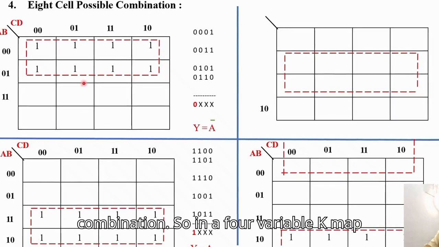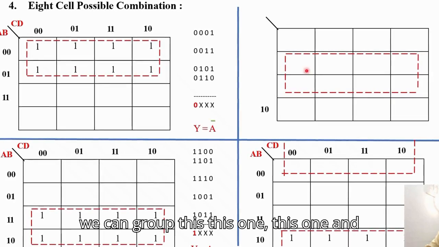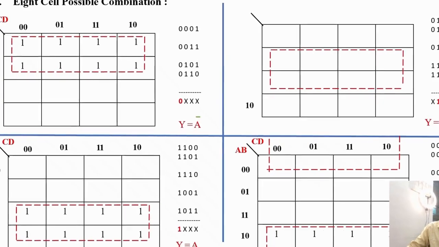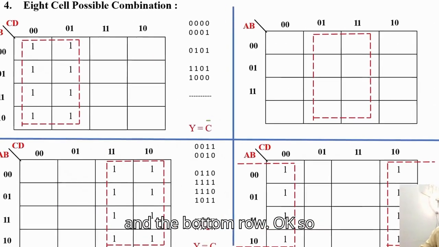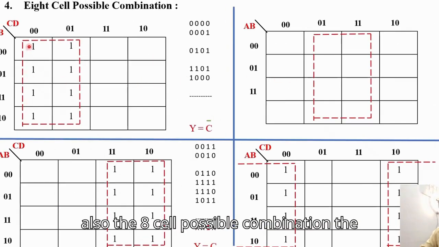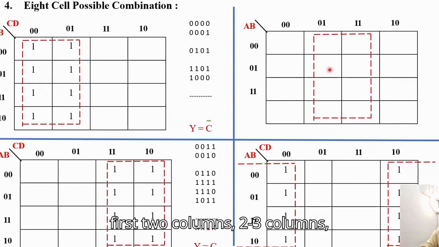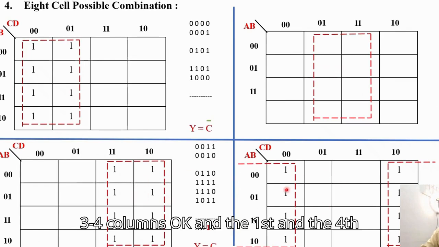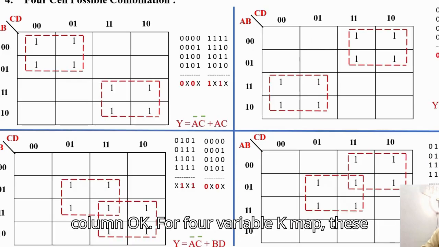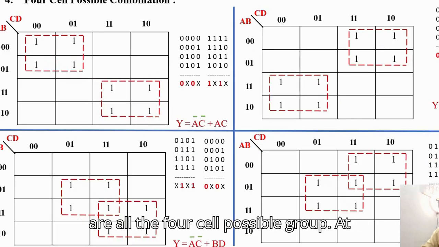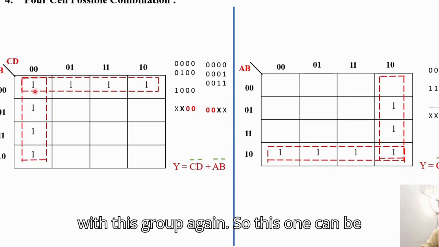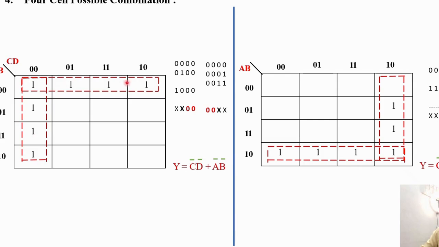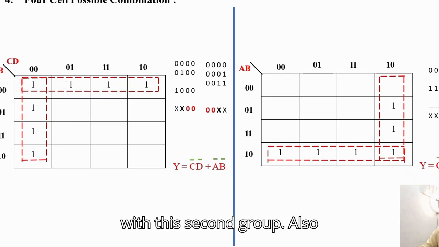8 cell possible combination. In a 4 variable K-map, we can group this one, and this one, and this one, so this top row and the bottom row. Also for the 8 cell possible combination: the first 2 columns, 2 and 3 columns, 3 and 4 columns, and the first and the fourth column. For a 4 variable K-map, these are all the 4 cell possible groups. At the same time, we can group this one also with this group again, and with this second group also.